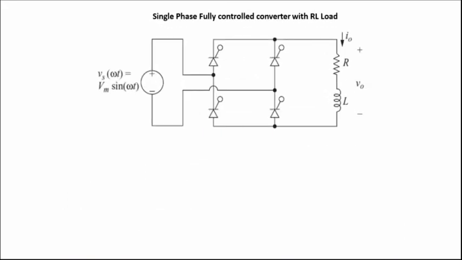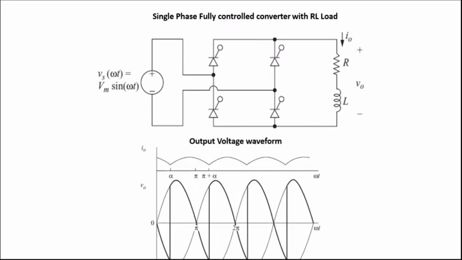Now let's see the operation of the single phase fully controlled converter with RL load. Here the additional inductance is added in the load side. Here also the thyristors S1 and S2 are triggered at an angle alpha. So the thyristors S1 and S2 will be conducting during the positive half cycle.